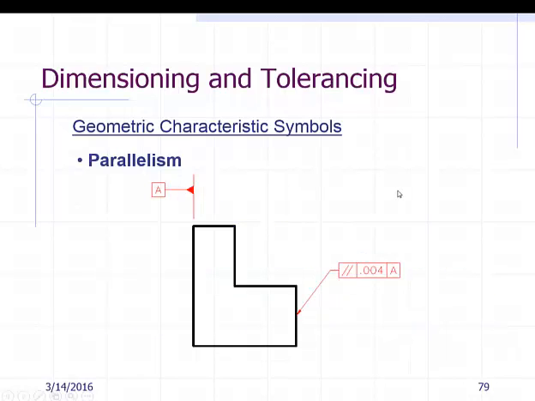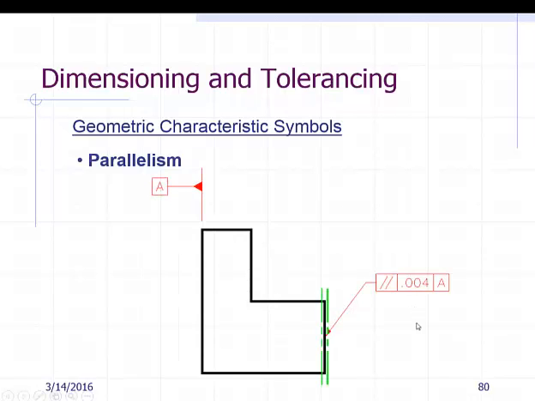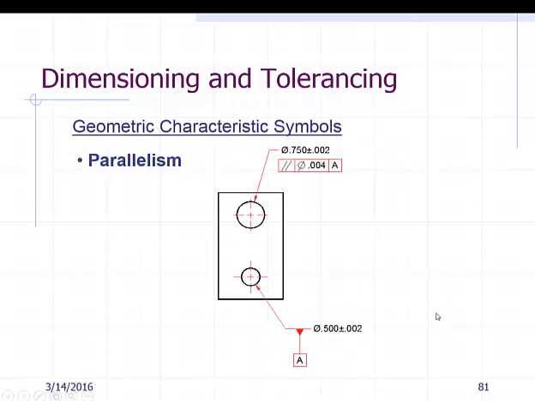And then to see it applied, as you'd probably expect, here's datum A over here on the left side. This surface over here is parallel to datum A within 4/1000ths. So again, just a tolerance zone of a couple of planes that it has to fall within.